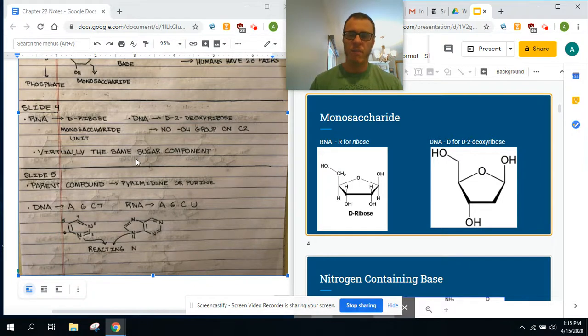Virtually, it's the same. What we are looking at is both of these are 5-membered rings. They're going to piece together very, very similarly, but there's this one little piece right there that makes a big difference in their functionality. And this is what I think is extremely fascinating.